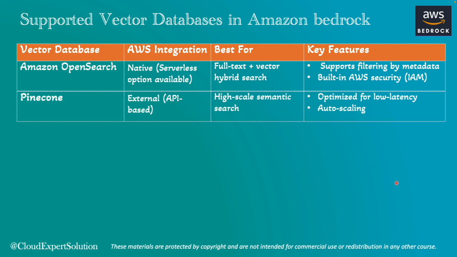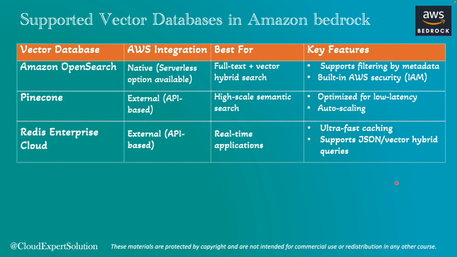The next option could be Pinecone. Please remember, this is an external service. This is not a native AWS service. That is why the integration would be external, API based, and Pinecone is best when you have high scale semantic search. In terms of key features, Pinecone is optimized for low latency and it has inbuilt auto scaling.